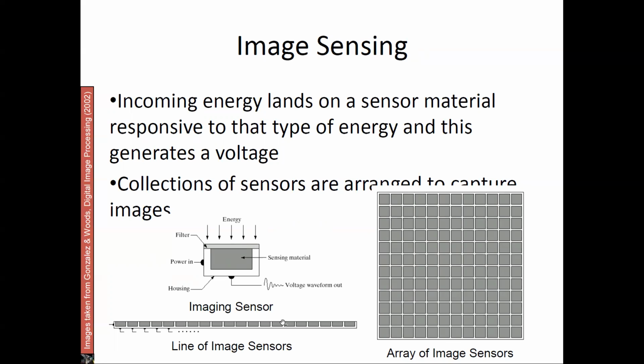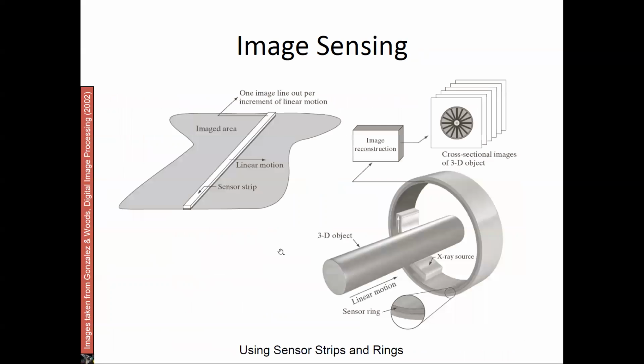This line of image sensors is very popular for scanners, and image sensors form these particular arrangements when coming in a line or in row and column format. When it is one dimension, based on linear movement and the strip being here, the image area is scanned and the image comes up.